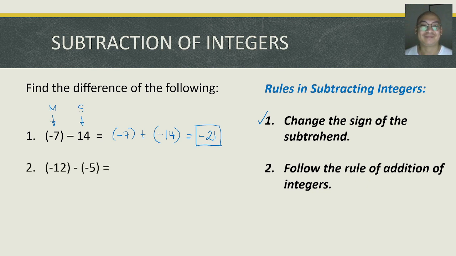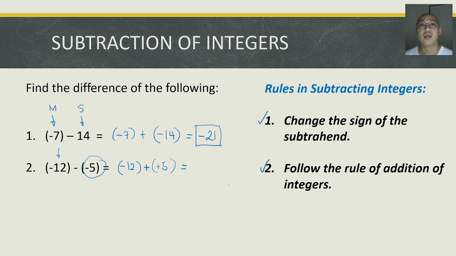Number 2, -12 minus -5. So again, change the sign of the subtrahend for the first step. The minuend will still be the same, -12. Change the sign of our subtrahend, which is -5. That will give us a +5. And then follow the rule of addition of integers. Add.